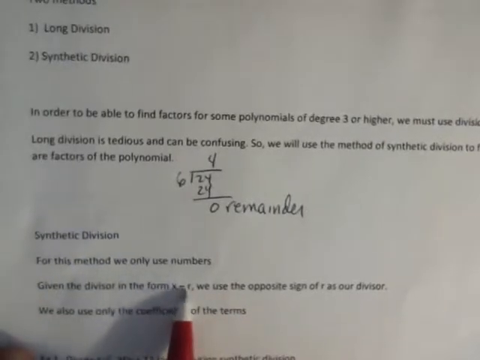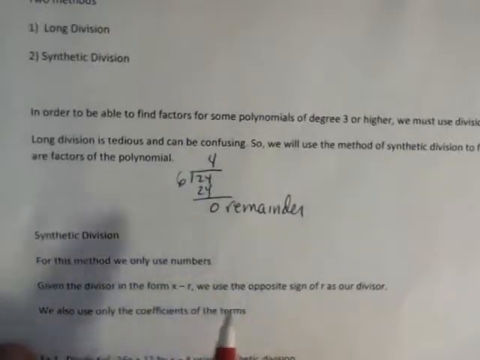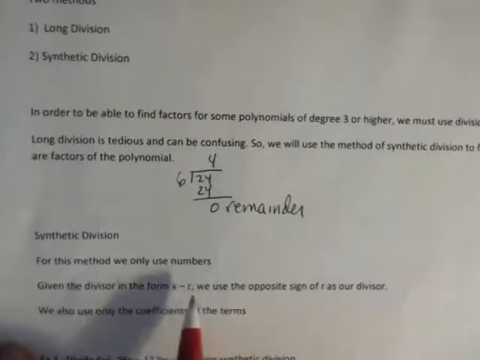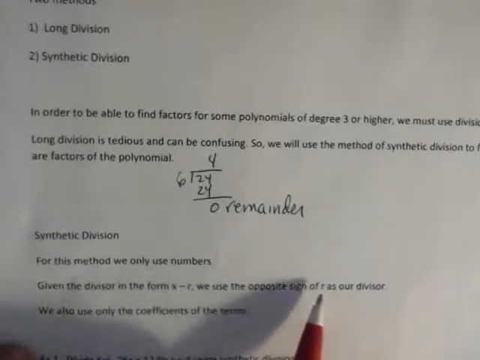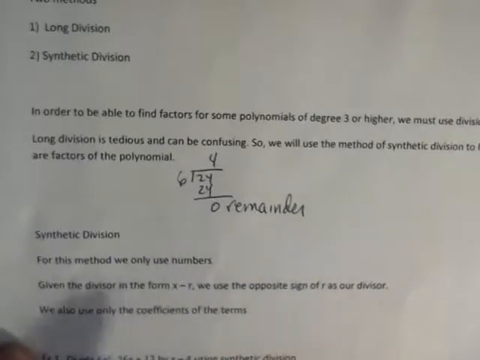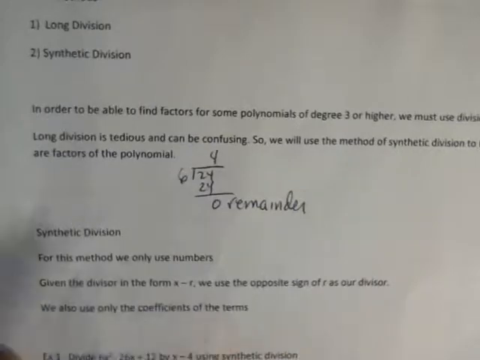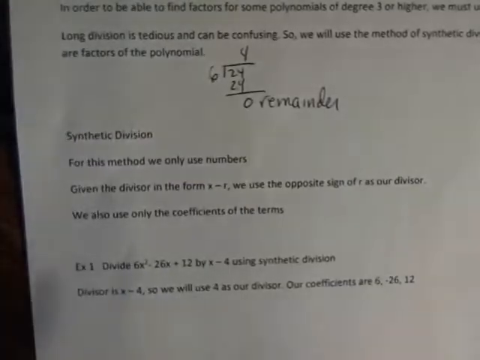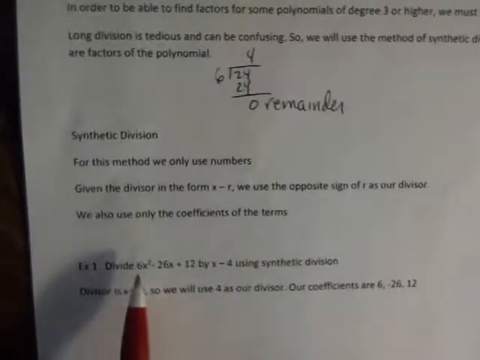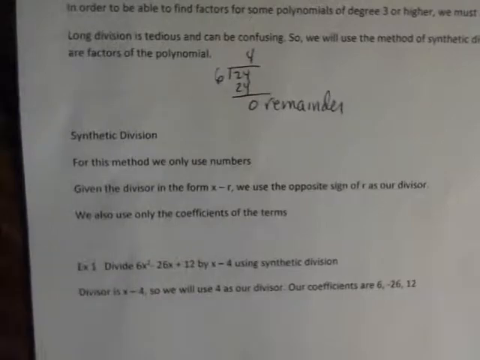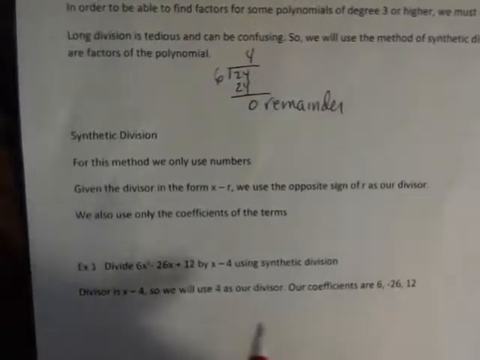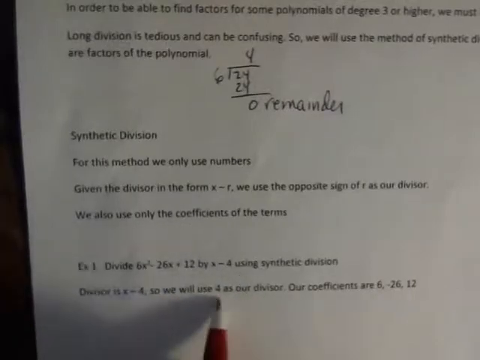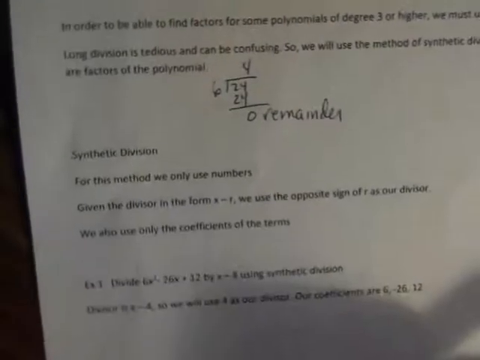I see students mess this up all the time. They use the wrong sign, then everything's wrong from there on out. So you've got to make sure you understand that you're actually using what would be the 0 as a test factor. We also only use the coefficients of the terms. So if I want to just divide 6x squared minus 26x plus 12 by x minus 4, we're dividing by x minus 4, so we use positive 4 as our divisor.